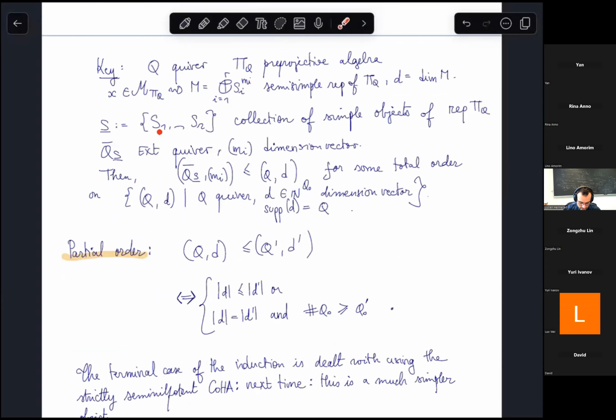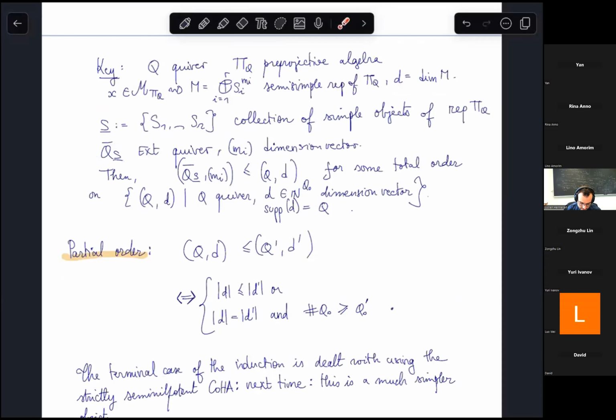And we take S underline S, the collection of simple objects, simple representations of pi q, which we obtain this way. We let Q bar S be the X quiver of this collection of simple objects. And Mi is a dimension vector for this X quiver. Then what we can prove is that the new quiver with the new dimension vector is smaller than the original quiver with the original dimension vector, D, for some total order on the set of pairs of a quiver and the dimension vector, whose support is the whole of the quiver.